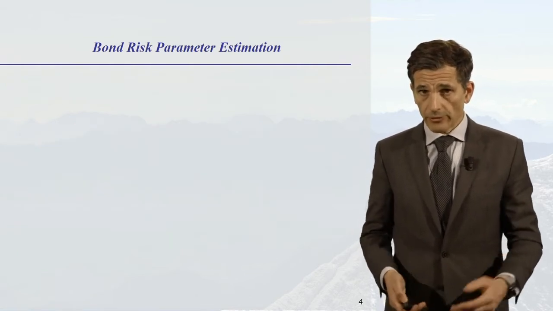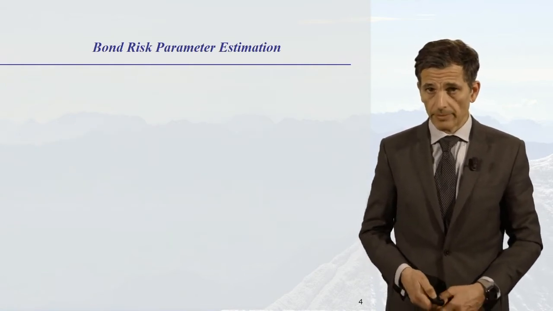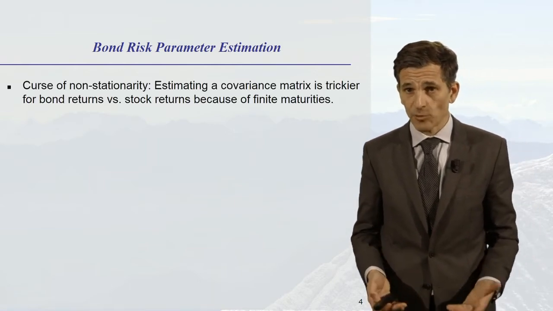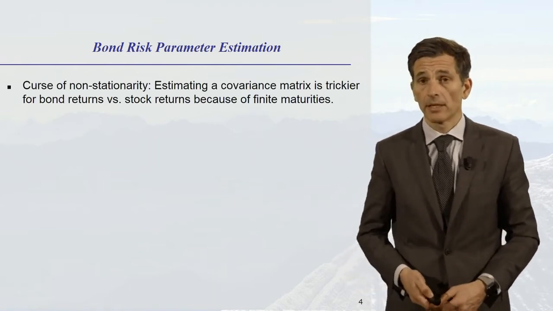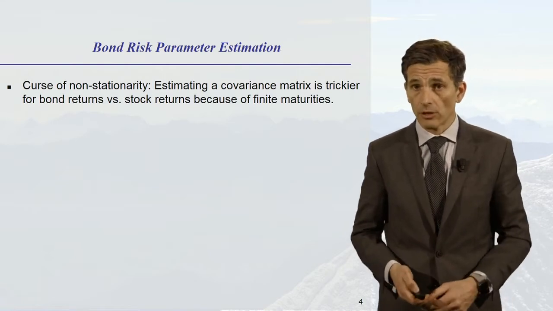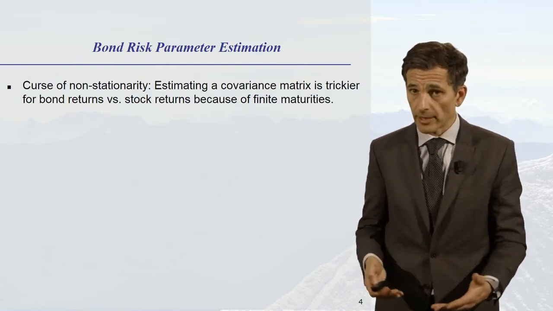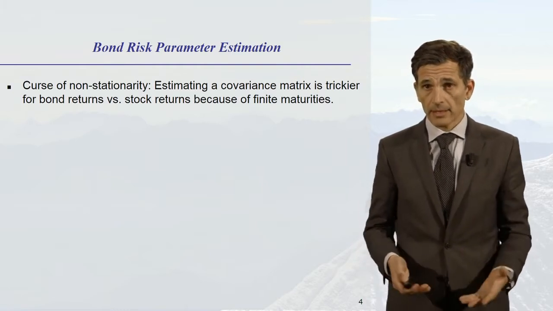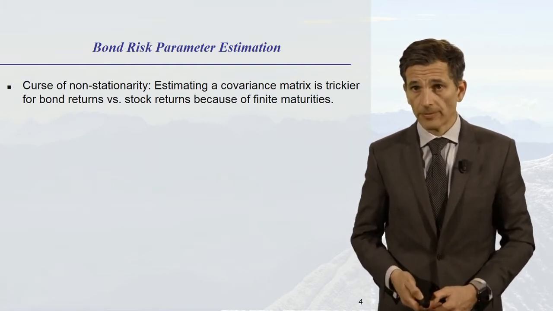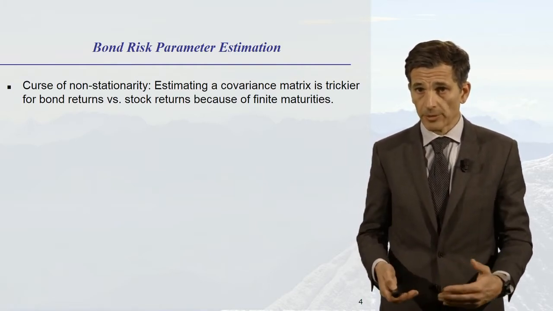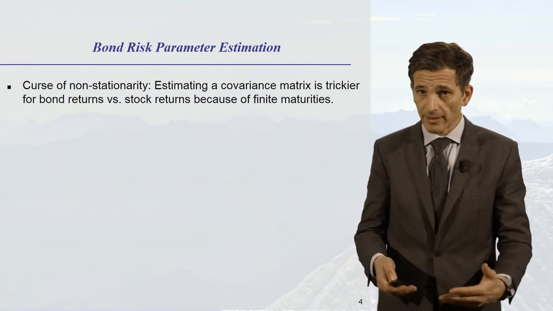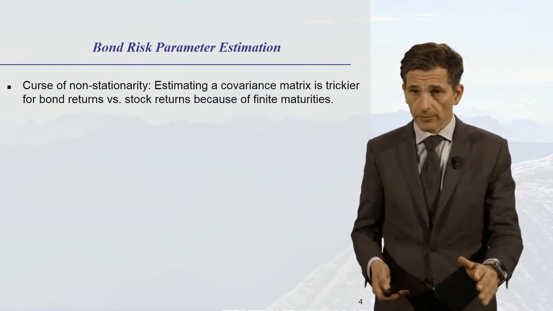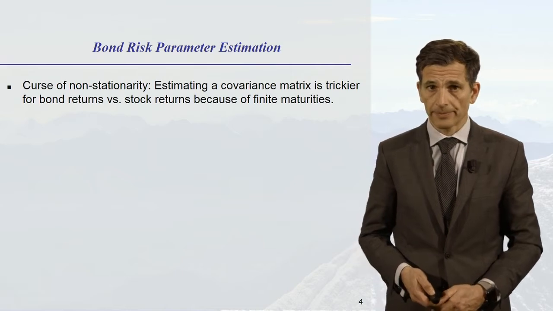Okay, let's start with the challenge related to estimating risk parameters. Well, there are two problems, as always, when estimating a covariance matrix. The first problem, we call that the curse of non-stationarity, the fact that these parameters are time-varying. And the second challenge is what we call the curse of dimensionality, the fact that these parameters are not only many, but also that they are changing over time. That makes it even more complex.